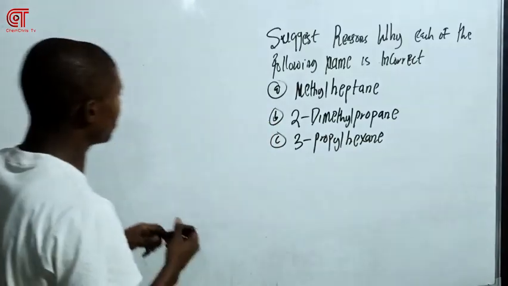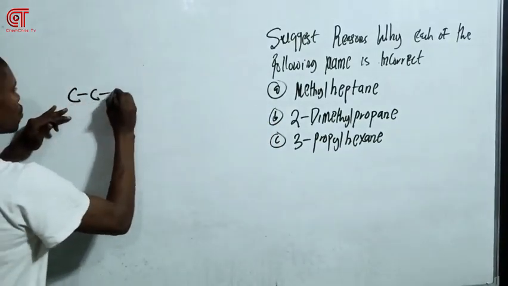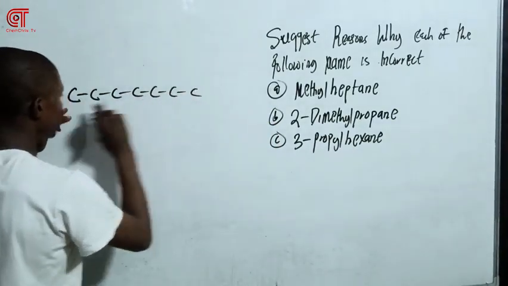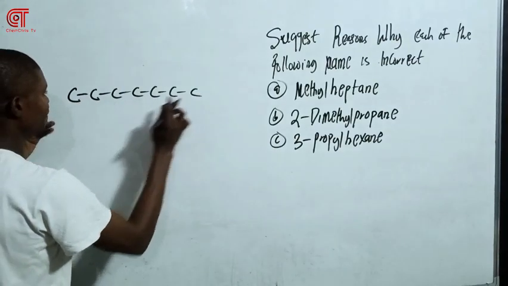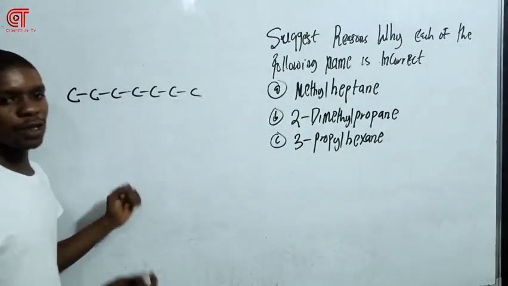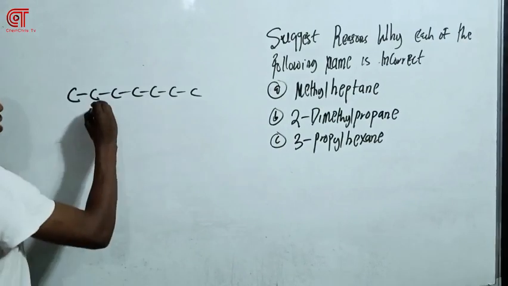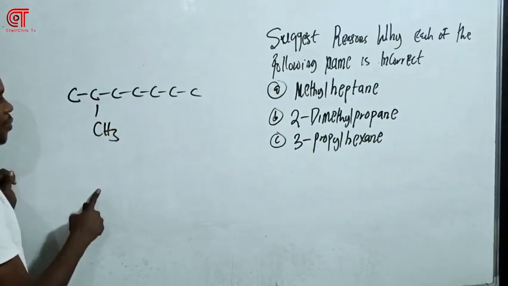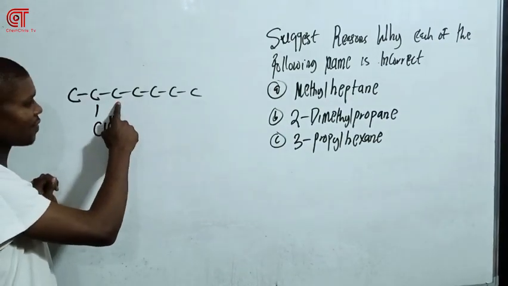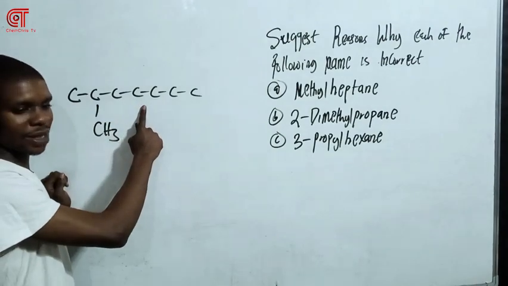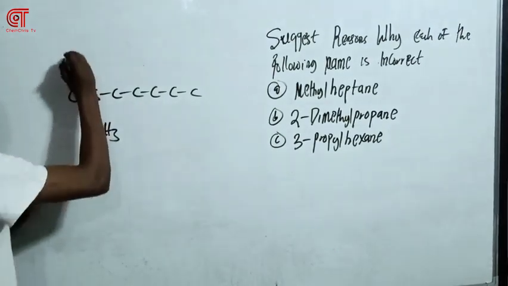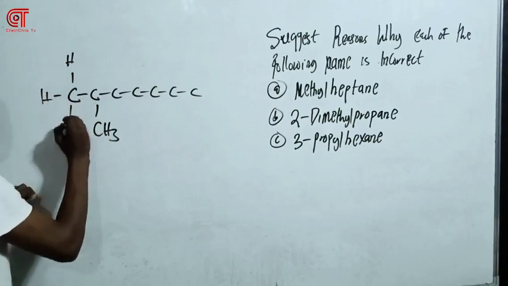So the suggested name here is going to be, 1, 2, 3, 4, 5, 6, 7. I can just say 2-methyl or 3-methyl. If I put it here, it's going to be 2-methyl. If I put it here, it's going to be 3-methyl. If I put it here, it's going to be 4-methyl. So this is the structure of 2-methyl.